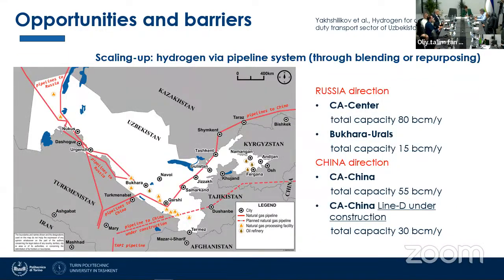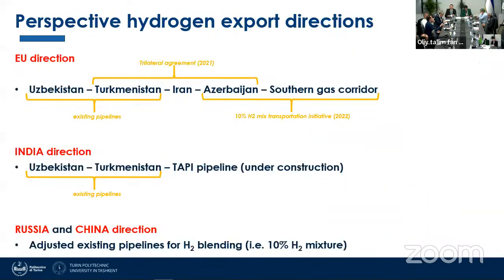And then there is the export that has been mentioned even by many colleagues. I agree that it is very important to look at the domestic side, then considering also the opportunity for export. But Uzbekistan is not badly placed, because there are connections to Russia, there are connections to China, and there was a trilateral agreement. Nowadays Uzbekistan is connected with Turkmenistan. There is a trilateral agreement between Turkmenistan, Iran, and Azerbaijan. So this could be a direction for an EU connection. Then there is also an India connection that could be explored.